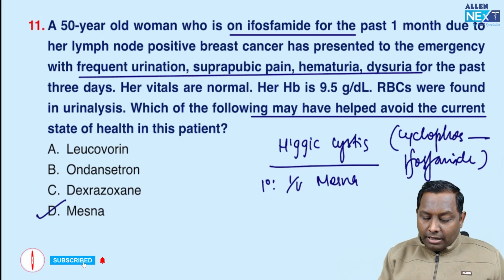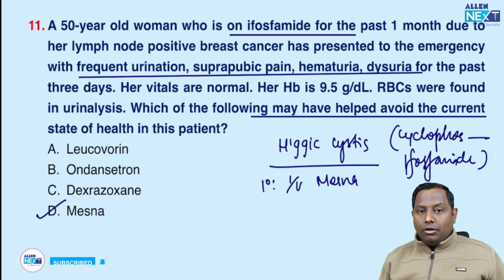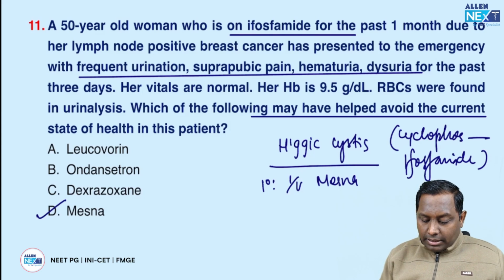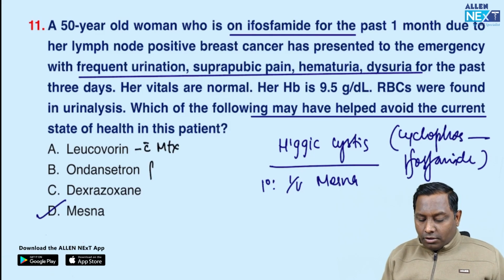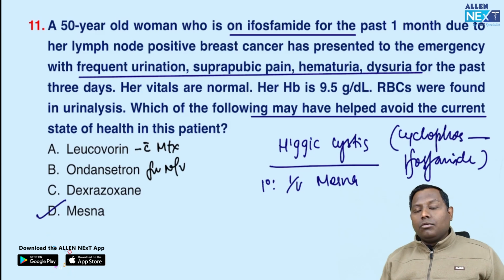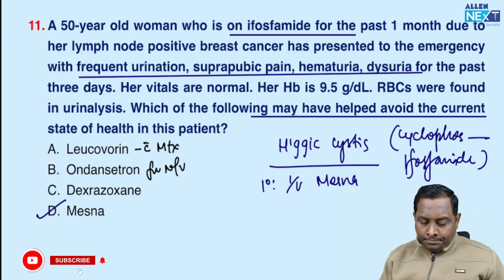Leucovorin will be added. Leucovorin, folinic acid, right? They will be added with the methotrexate. Ondansetron is for nausea and vomiting, for any chemotherapy induced nausea and vomiting.